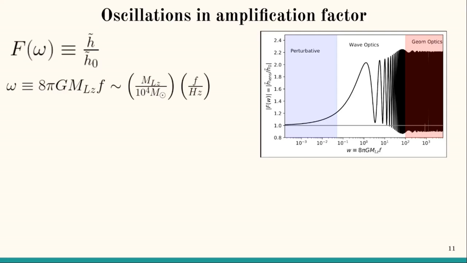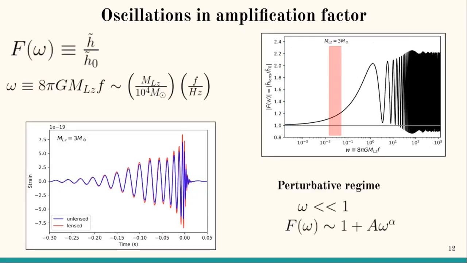But if you look closely at very low frequencies, the amplification is very small. And the reason is that the wavelength is so large that it does not experience the presence of a lens. But as you go towards higher frequency, there's a possibility of forming multiple images and interference between those multiple images. Now, depending upon this dimensionless frequency, we can have three different regimes. The first of which is the perturbative regime that happens for very low omega, and the amplification is extremely small.